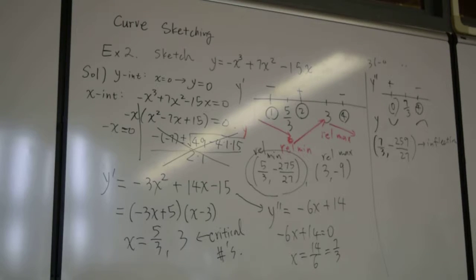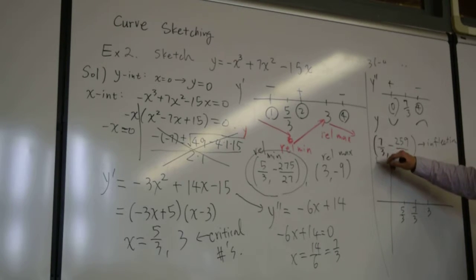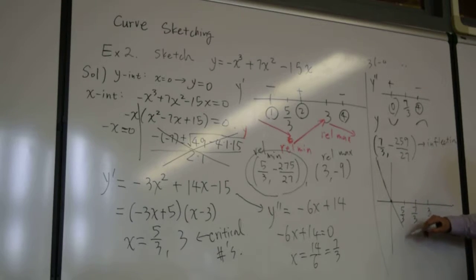Now putting all these together, we can draw the graph. Let's try this. At 5 over 3, you're going to have a relative min. At 7 over 3, you're going to get an inflection point. At 3, you're going to get a relative max. The graph will be passing through the origin. It's going to come down, and actually, it's going to be very steep.